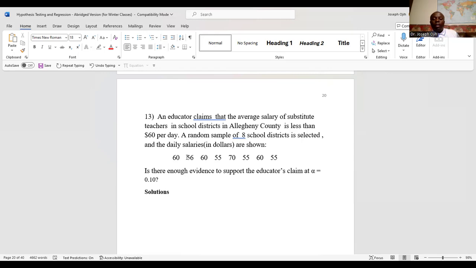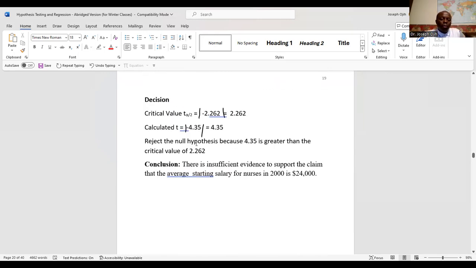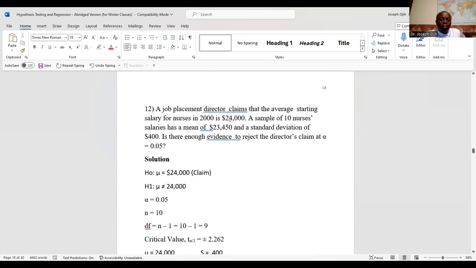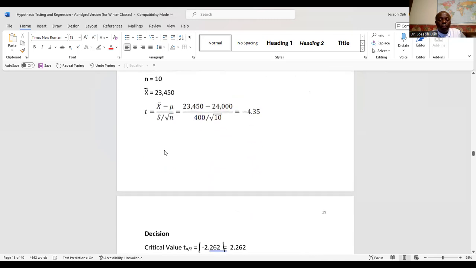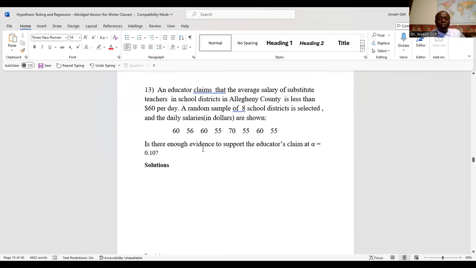So here, unlike the other ones that we did, where they gave us the mean for the population, the mean for the sample, and the standard deviation, here they didn't give us any of that. So we have to calculate it ourselves to be able to answer the question. Remember the formula I gave you at the beginning of the semester for finding the mean and the standard deviation. You use that, though it will take a long time.